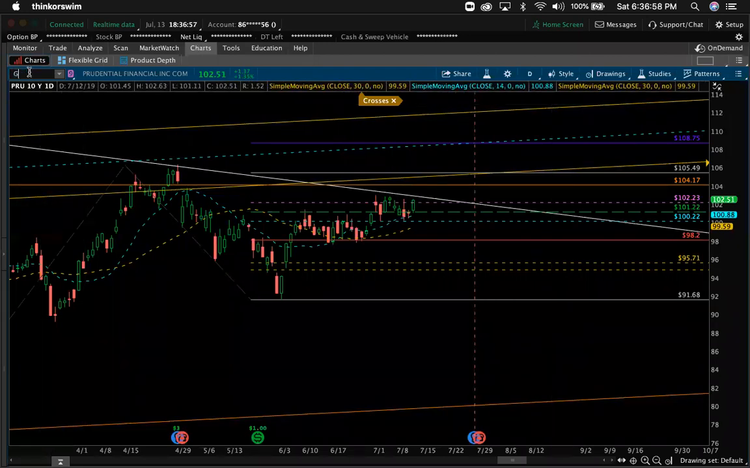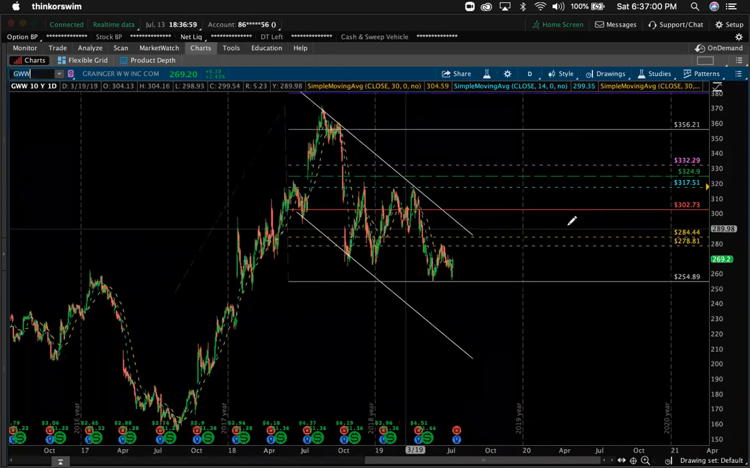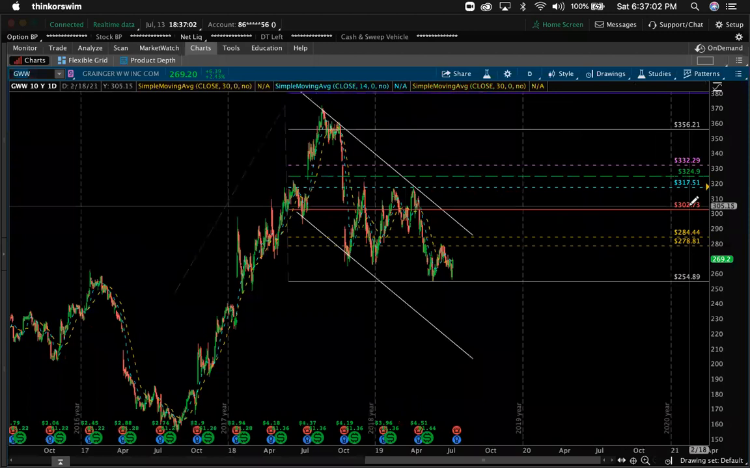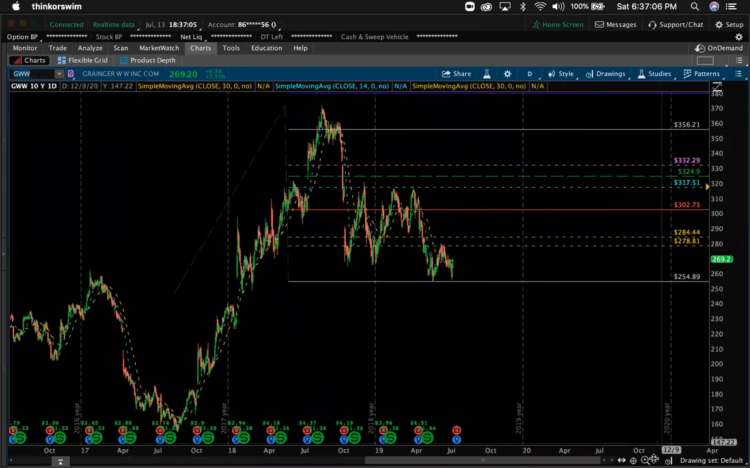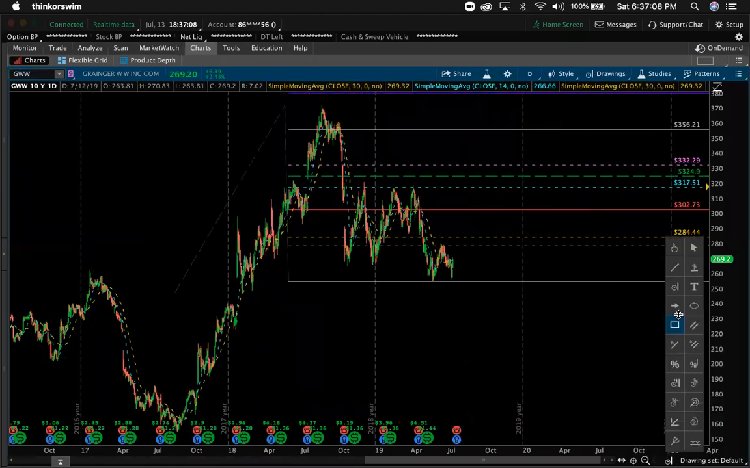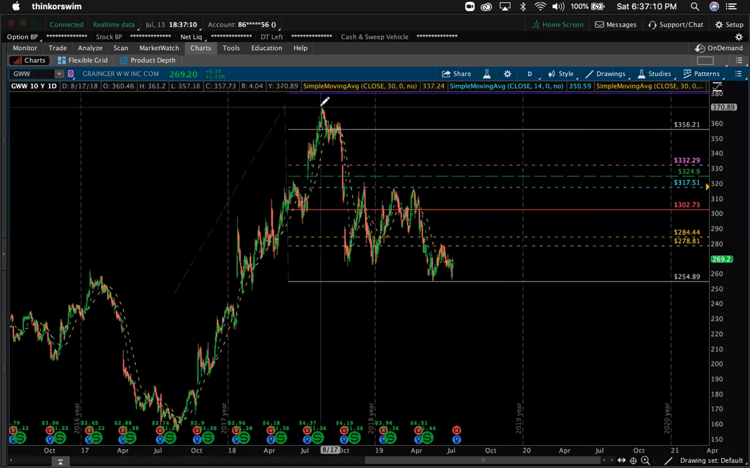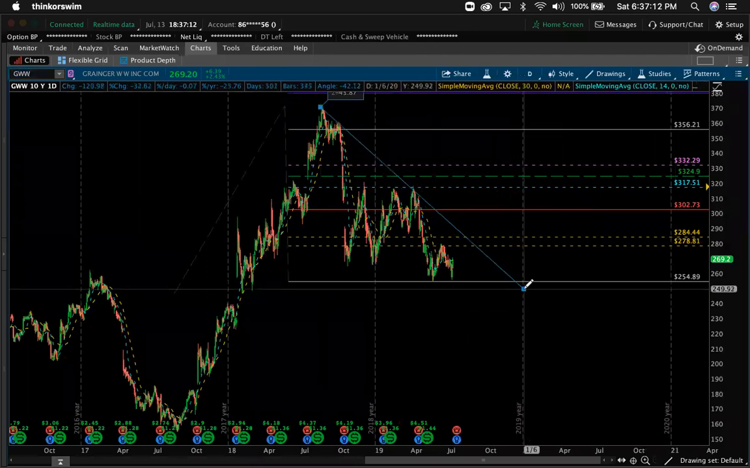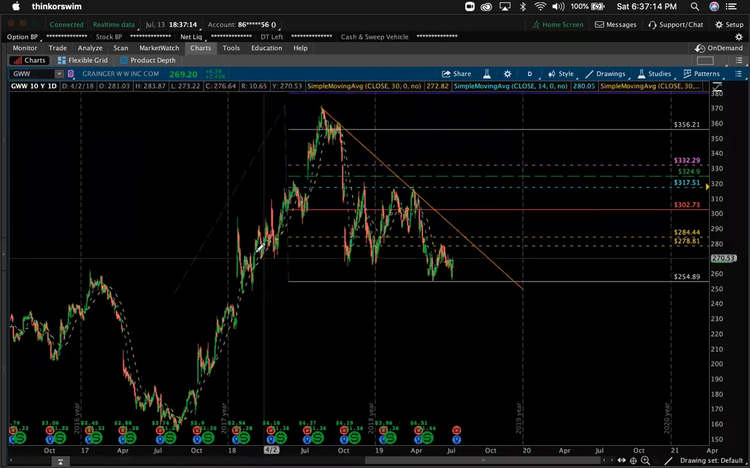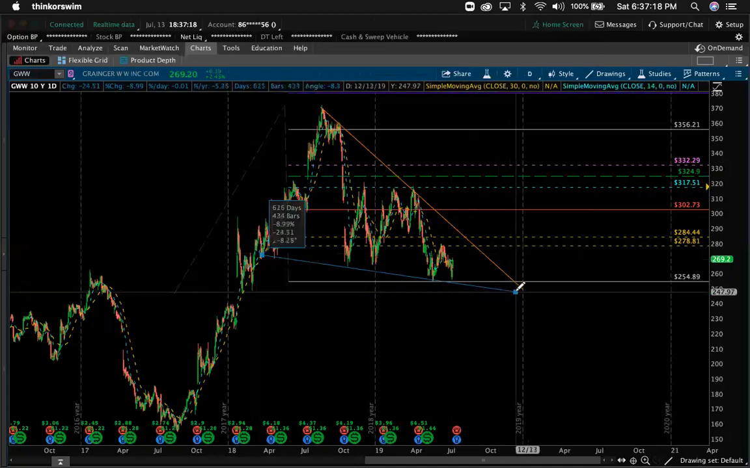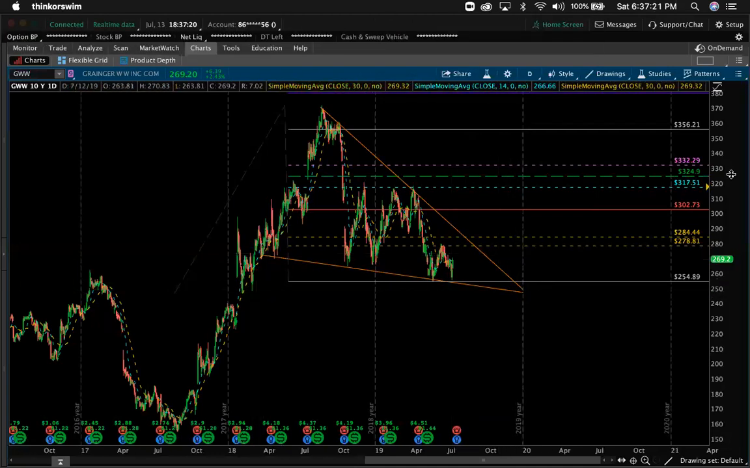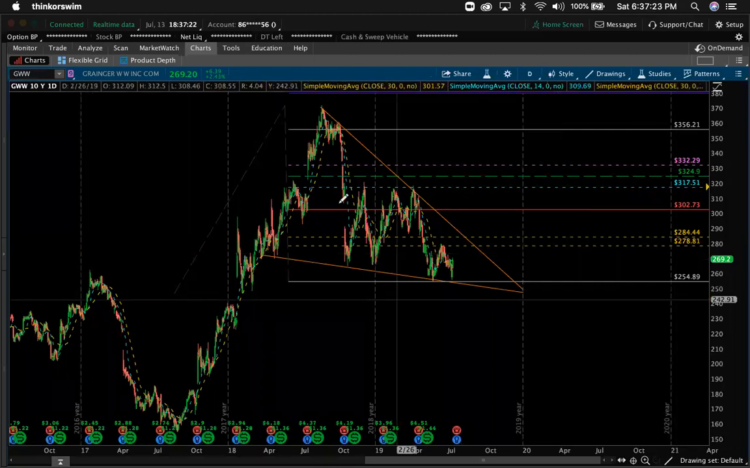Let me put GWW up here. I drew it as a bull flag. I can actually draw it and change it and put it as a pennant to change it up. I can put it as a triangle too. Depends on how you want to draw it. This is very tight. Love this chart a lot.